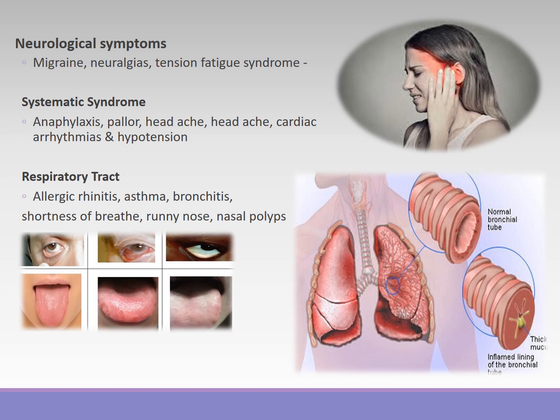Then comes the systemic syndrome, which is anaphylaxis. Anaphylaxis is a potentially life-threatening allergic reaction which may occur within seconds or minutes of exposure to something you are allergic to. It is similar to insect stings or bee stings. It can involve cardiac arrhythmia, which is irregular beating of the heart, and then may end up in hypotension, which is reduced blood pressure.